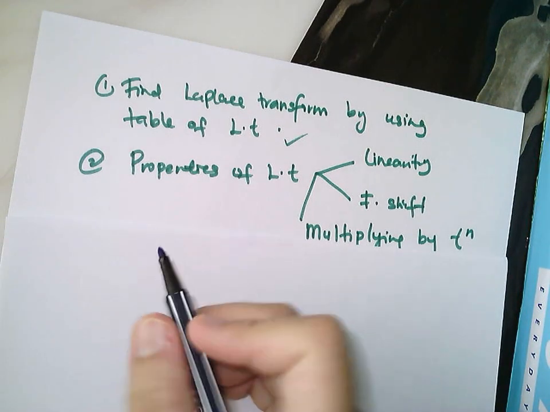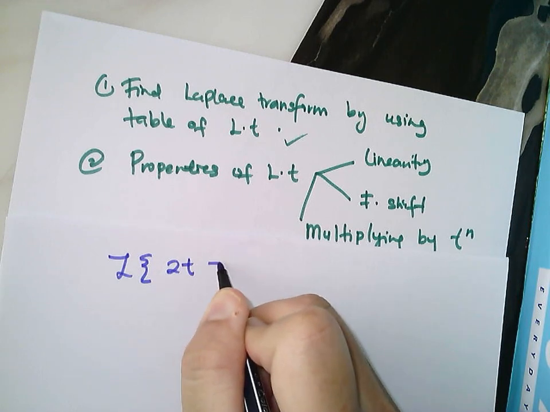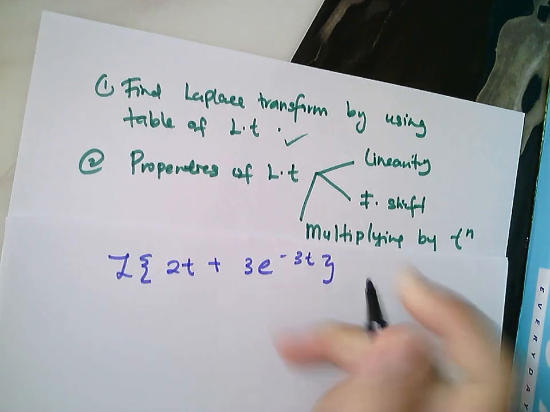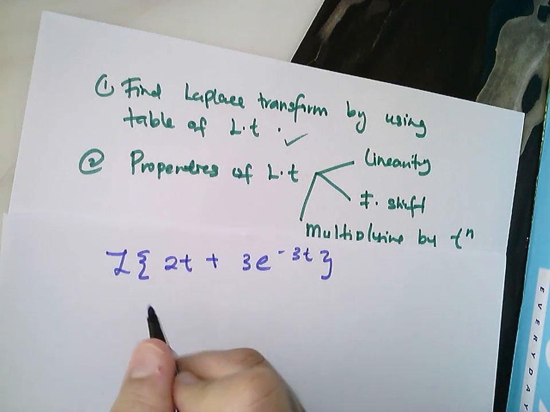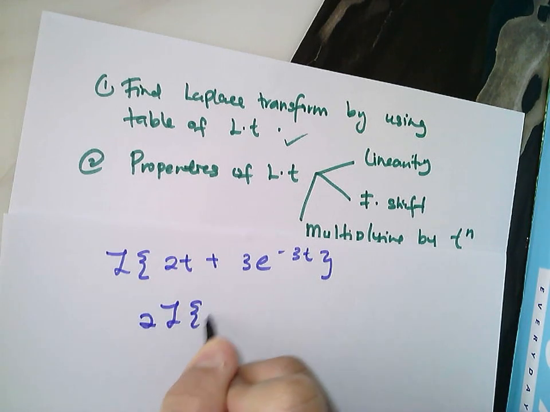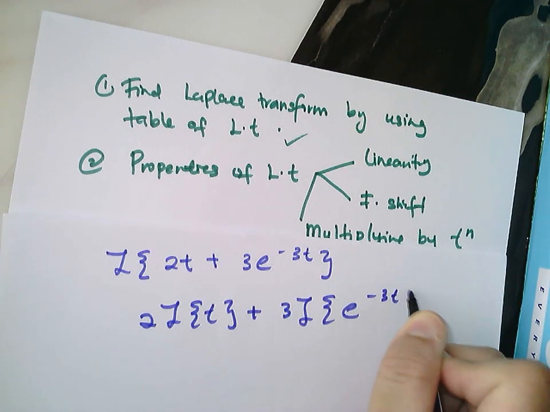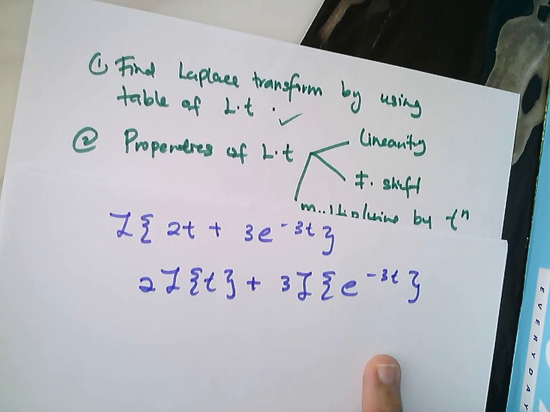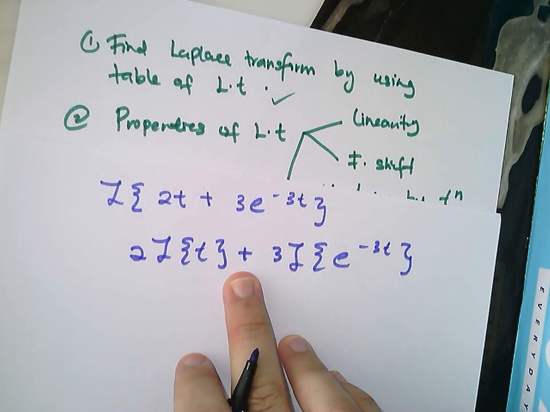So let's say you were asked to find the Laplace of 2t plus 3 exponent negative 3t. You have to split this function and factorize the constant. So you will have 2 Laplace of t plus 3 Laplace of exponent negative 3t. Okay, so this is how linearity works. As you can see here, for the linearity property, we are dealing with plus and minus signs, isn't it?